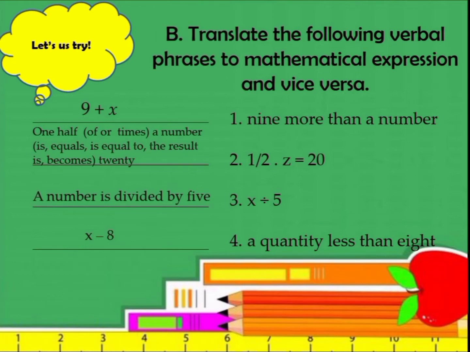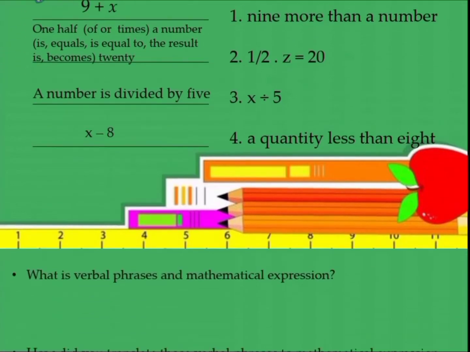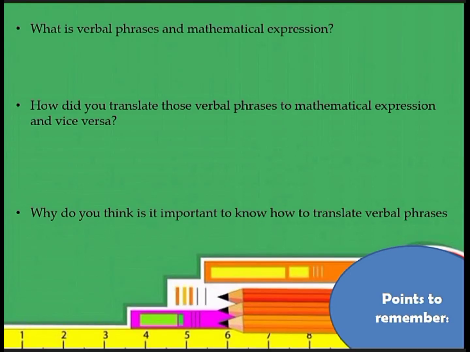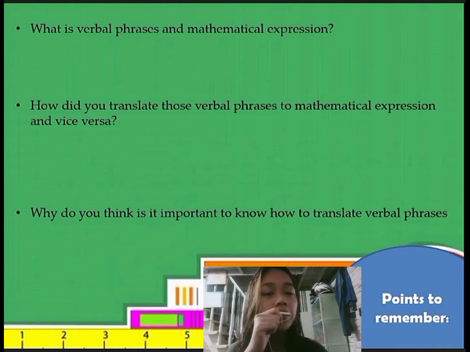So, this is the second part. After we identify if it is mathematical symbols or verbal phrases, now we're going to translate it. So, now let's move on to the terms you have to remember. Let's try to answer the three questions. So, the first one is, what is verbal phrases and mathematical expressions? Based on your answer earlier on the part A of our recitation. Okay, Shaira, you want to say something? Yung verbal phrases po ay pasalita or true words, while yung mathematical symbols ay pa-number na may kasamang letters.